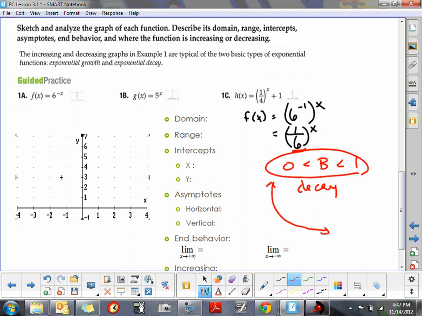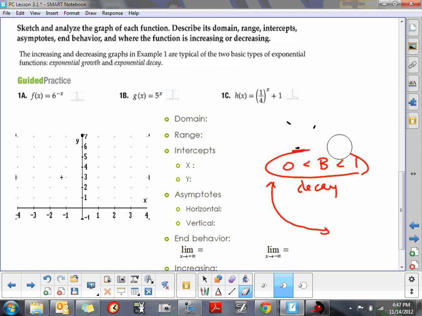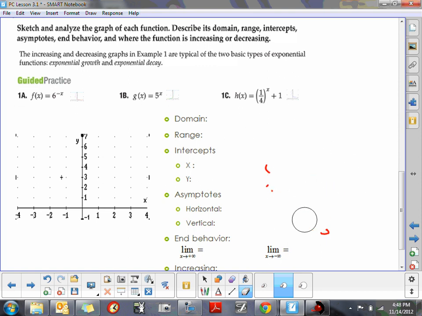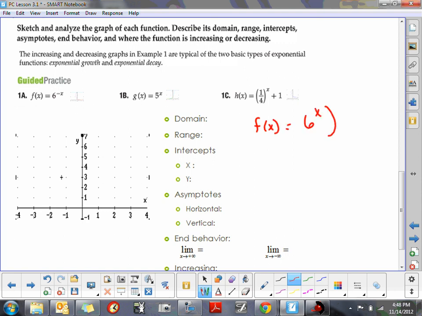Now I just need to have some landmarks to hit. Okay, so that's one way to think about this one. The other way to think about this, and it's a nice and unique way of using our transformations that we learned, is we can go ahead and keep this as 6 raised to the x and then raised to the negative 1.